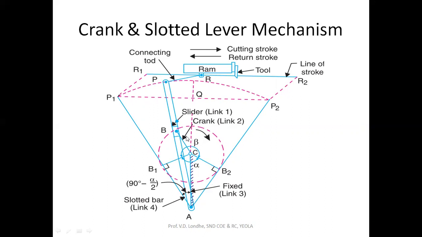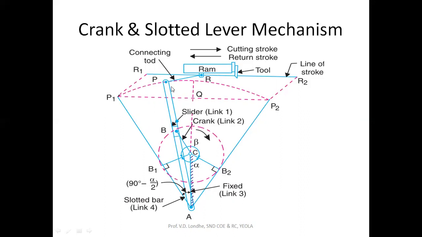Then link number 2 will act as a crank, which will have a rotary motion. Then this crank is attached to this slider, which is having link number 1. And this slider is sliding in this slotted link number 4. Okay, so here, same, the crank will be having rotary motion and this slotted bar will be having oscillating motion.